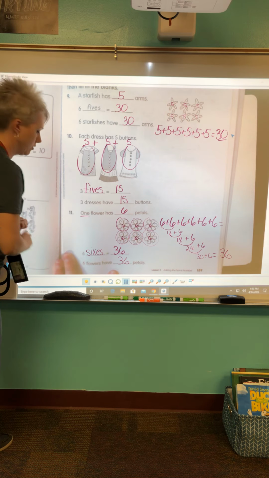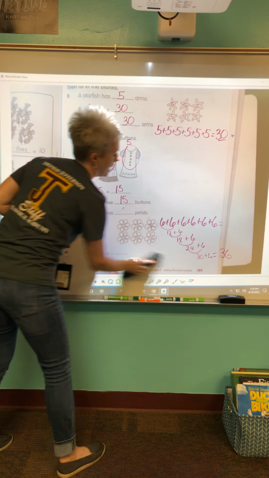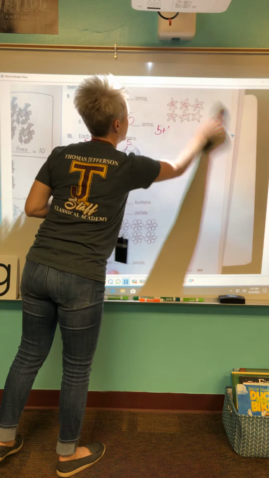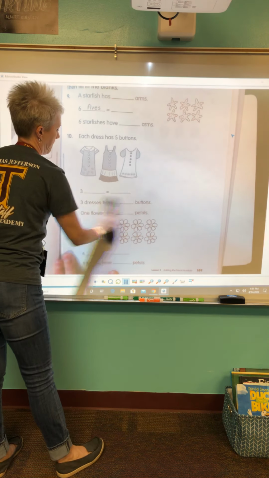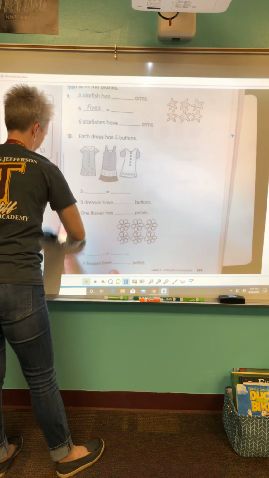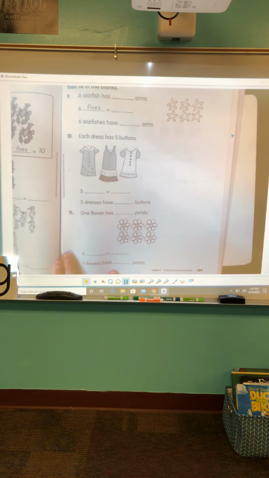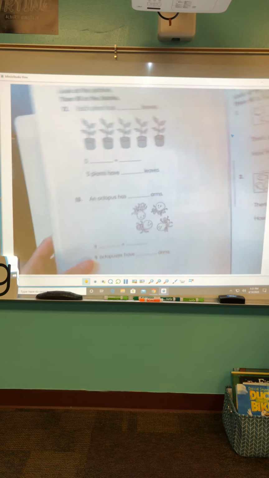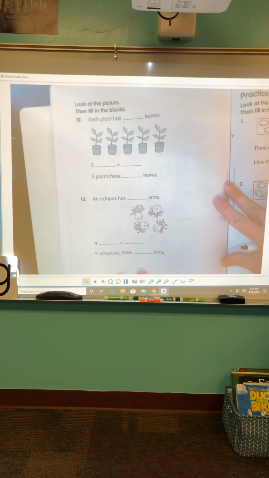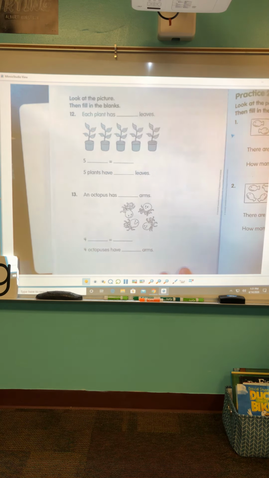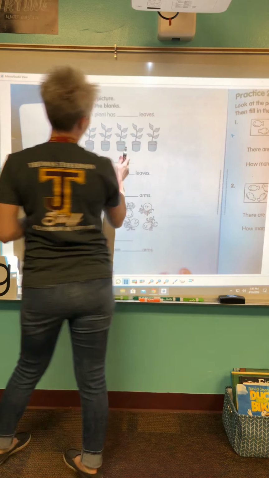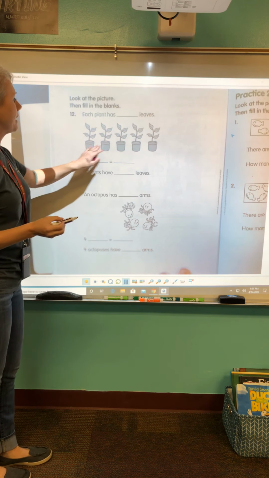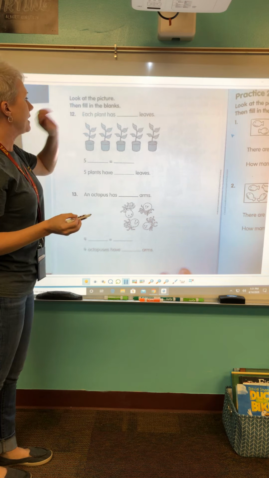All right, moving on to our next page, page 190. Each plant has blank leaves. So we have plants. Each plant has how many leaves?